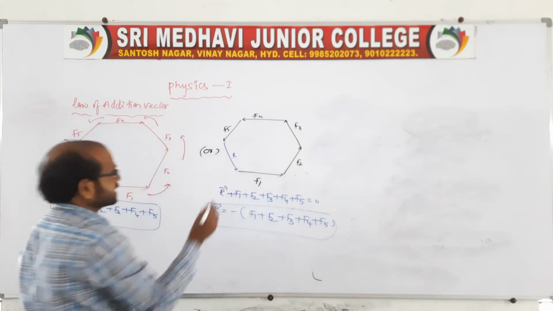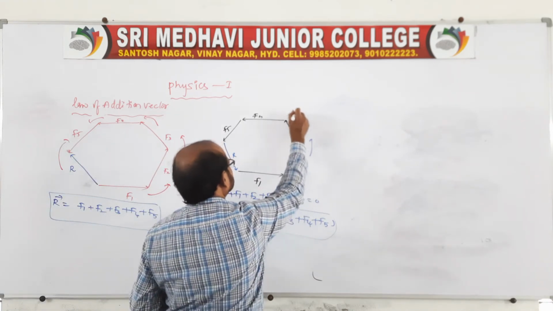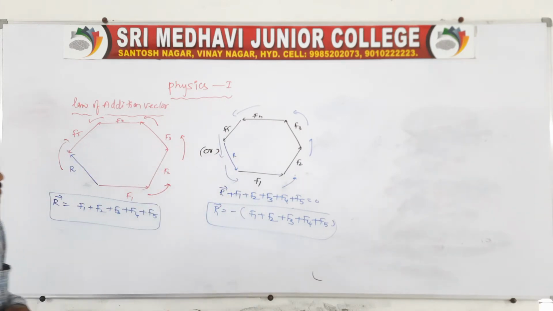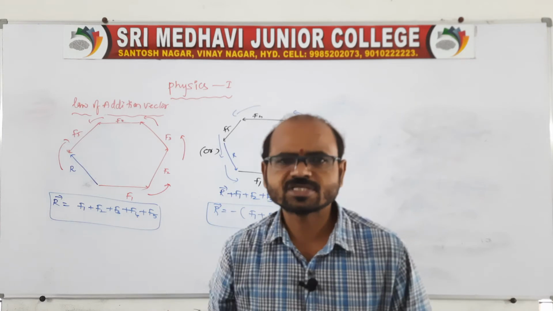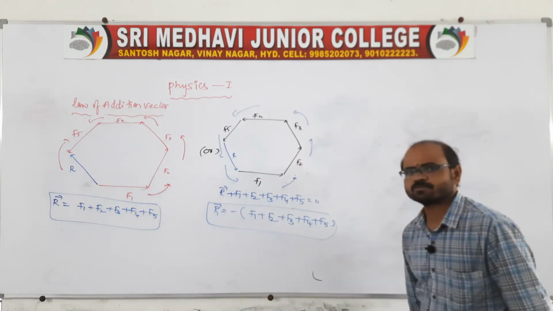This is taken in the same order. Look at it, all are in the same order: f1, f2, f3, f4. Yes, it is f5 like this. But in this situation the resultant is taken in the reverse order. Same statement, but only one word changes. One is taken in the reverse order, one is taken in the same order. So this is how the resultant is represented.